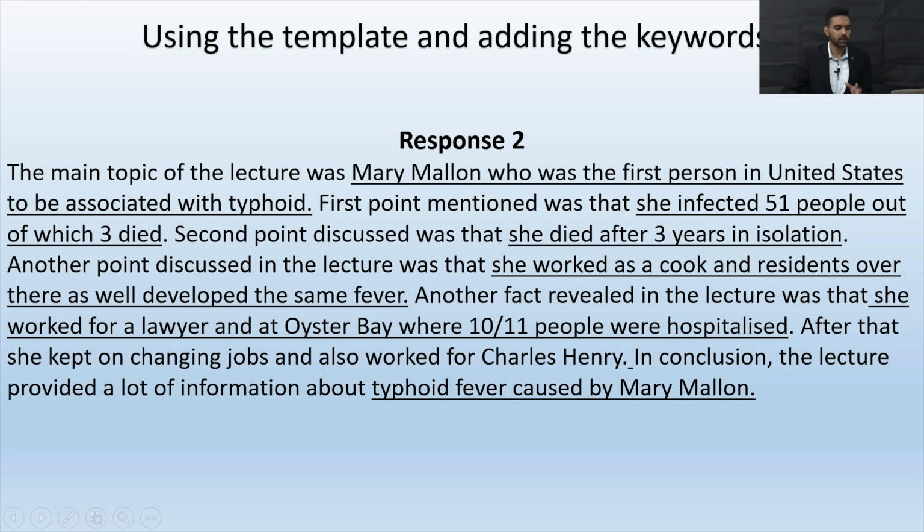The main topic of the lecture was Mary Mallon, who was the first person in the United States to be associated with typhoid. First point mentioned was that she infected 51 people, out of which 3 died. Second point discussed was that she died after 3 years in isolation. Another point discussed in the lecture was that she worked as a cook and residents over there as well developed the same fever. Another fact revealed in the lecture was that she worked for a lawyer and at Oyster Bay, where 10 out of 11 people were hospitalized.